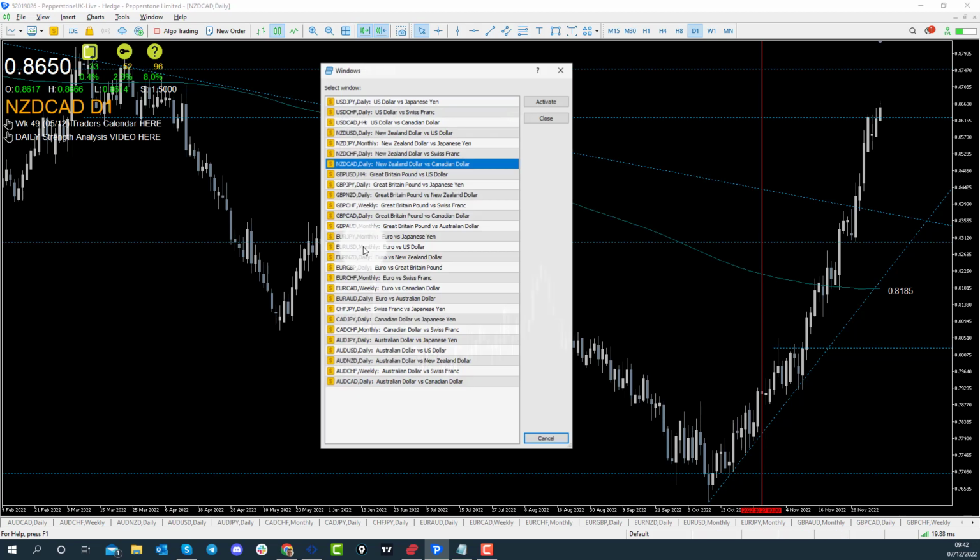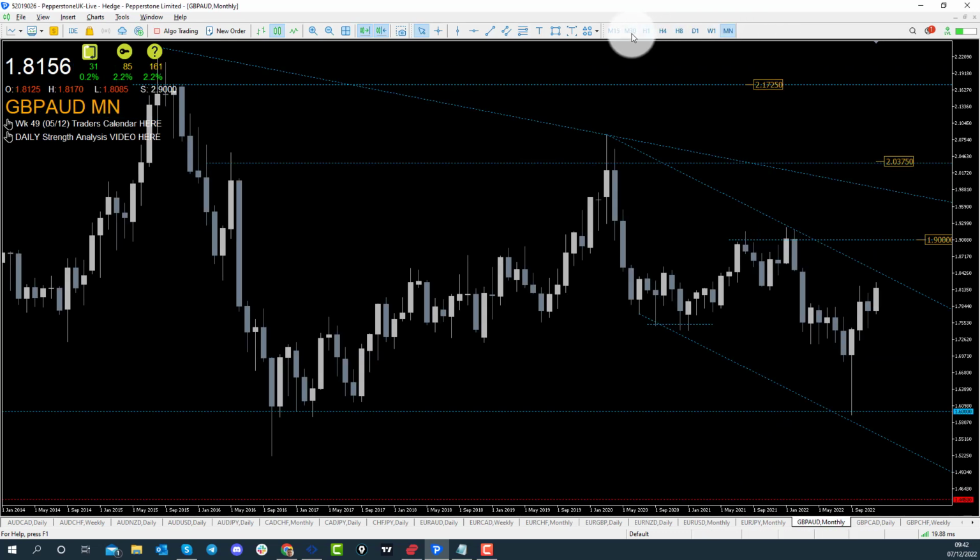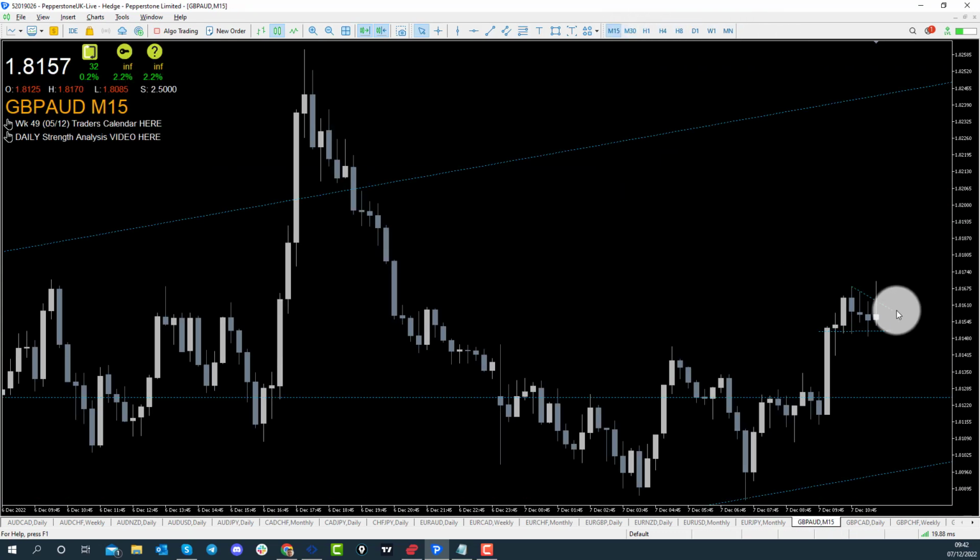So flicking back over then to pound Aussie, this is going to be the main chart of the day for me. I'm going to look for that opportunity on this 15 minutes, see if we can get that close above, giving us that clean opportunity to see price trade higher.